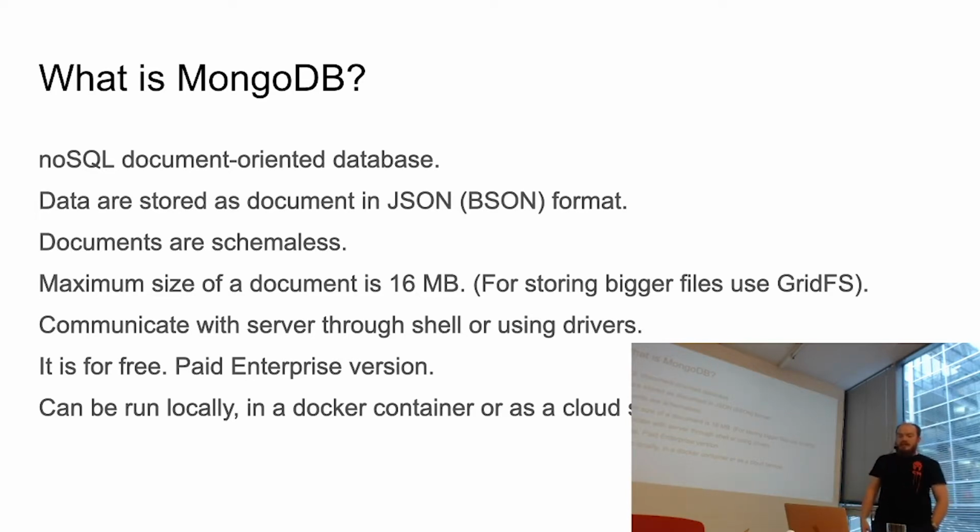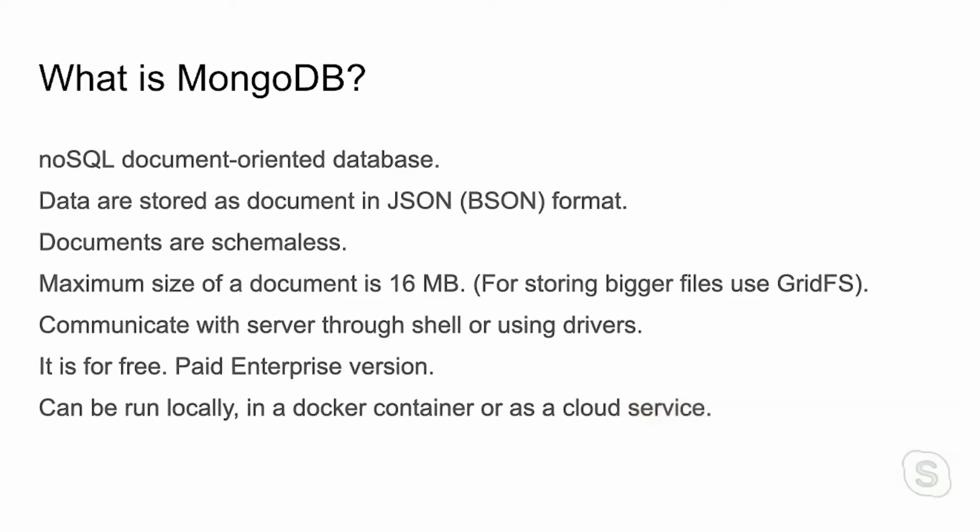One of the interesting things is documents are schemaless, which means there are no schemas for the data. So every document can have completely different fields, completely different data types. There's no schema for it. There are some limitations that the document can be maximal of 16 megabytes, but MongoDB has some solutions for storing bigger files, even like images and videos. And the solution is called GridFS.